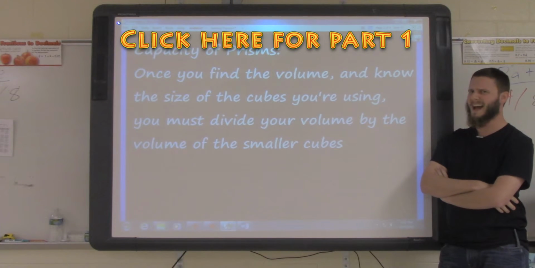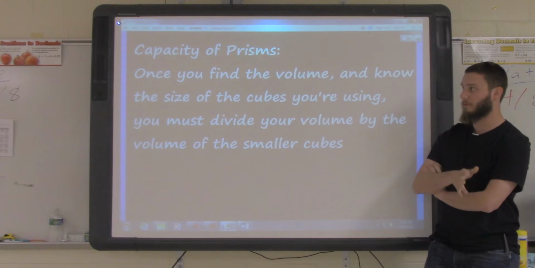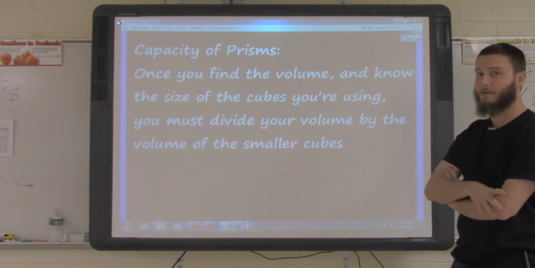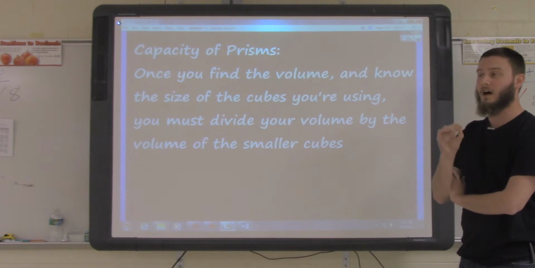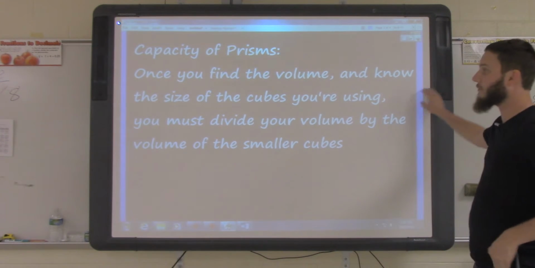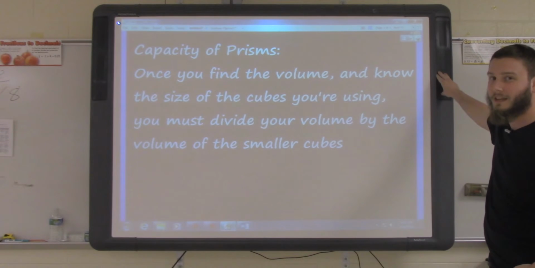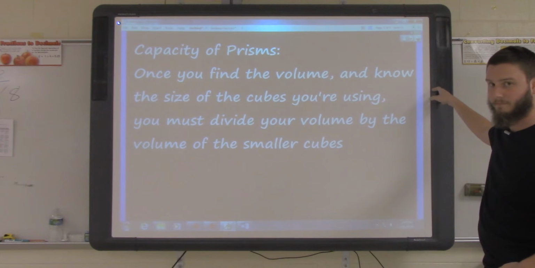Now for the capacity of prisms. In order to find the capacity of a rectangular prism, you're going to have to first know the volume, or at the very least, you're going to have to know the dimensions of that rectangular prism so that you can find the volume. Once you've gotten the volume, you're also going to need to know the dimensions or the volume of the cubes that you are using.